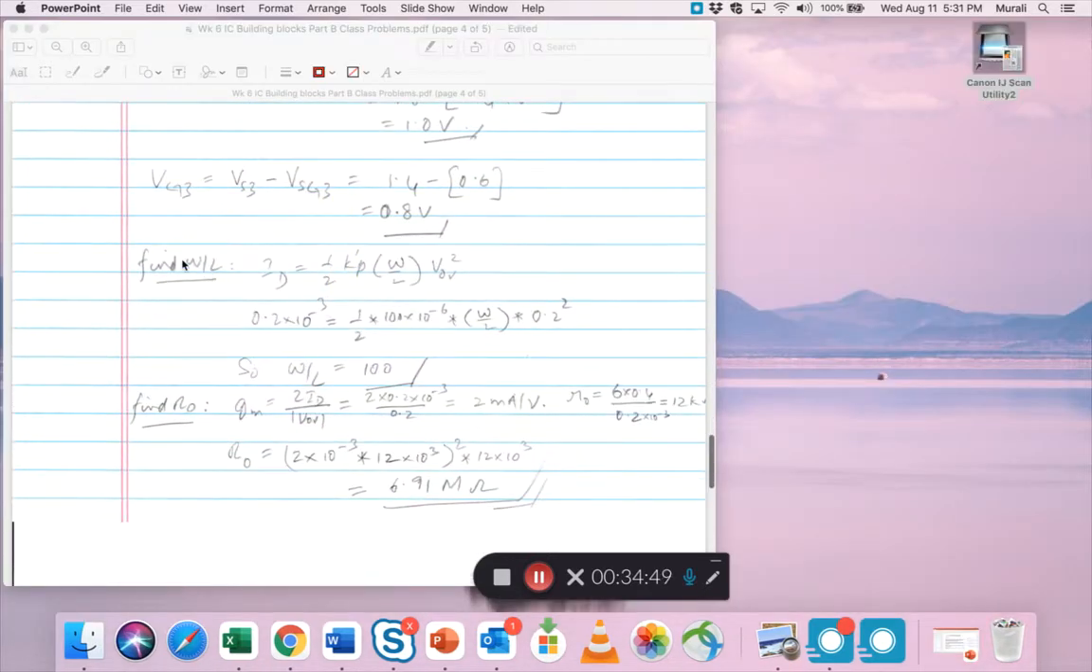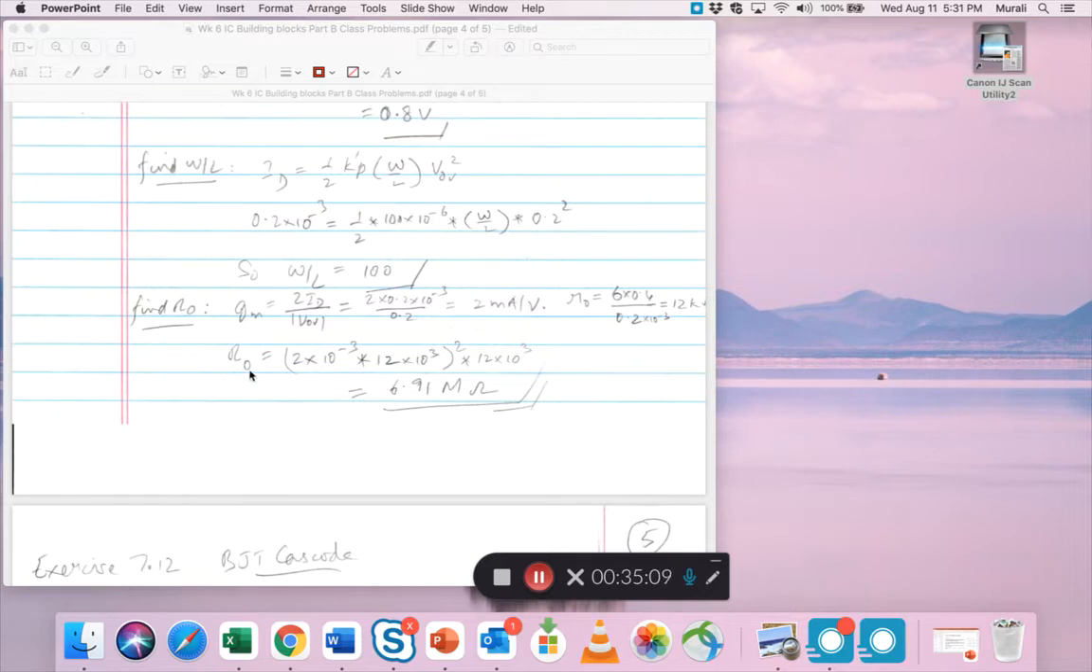Now we need to find W by L. That's pretty simple. ID equals this, so you can get W by L by reversing it, and that value is 100.